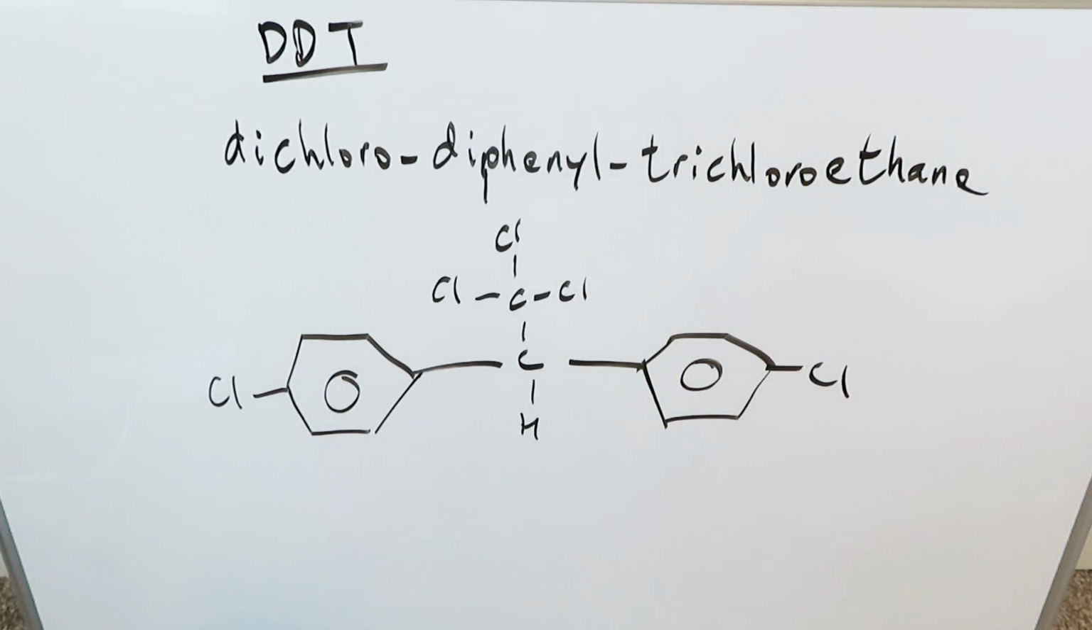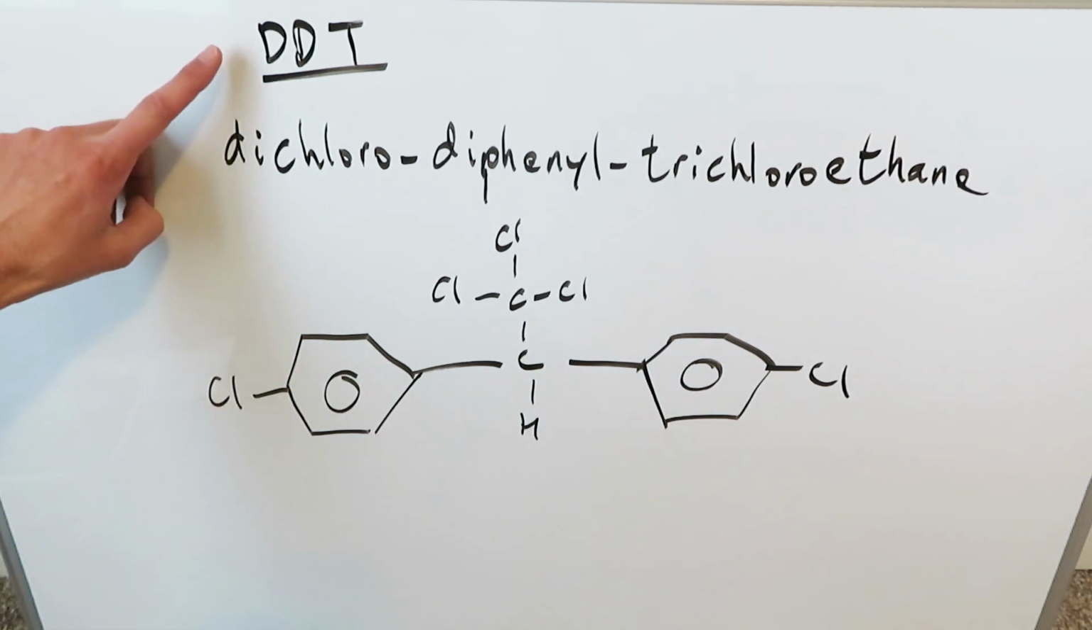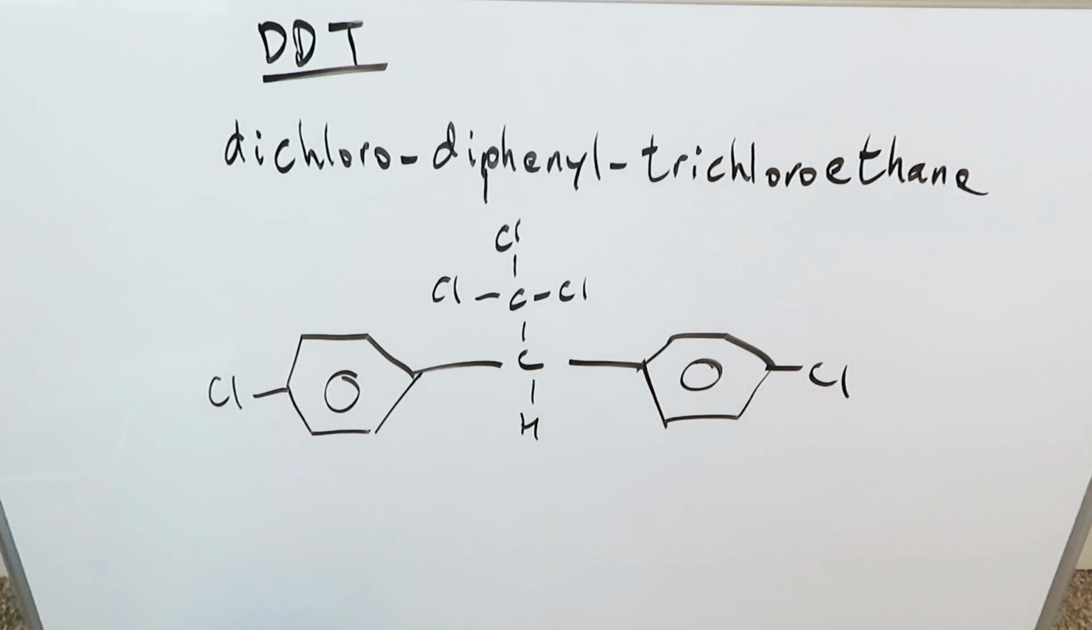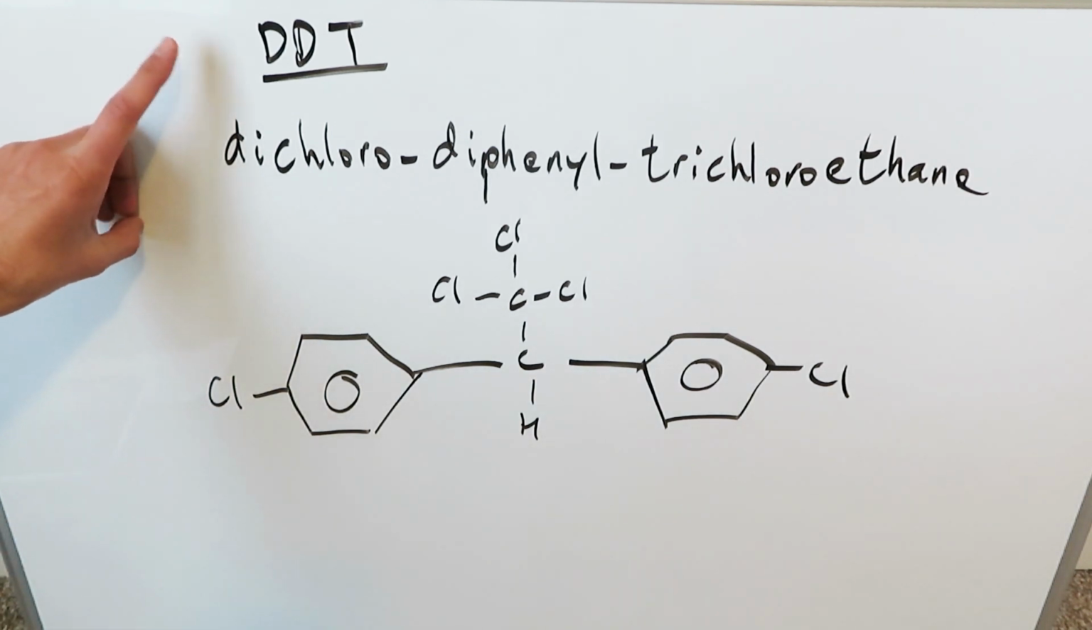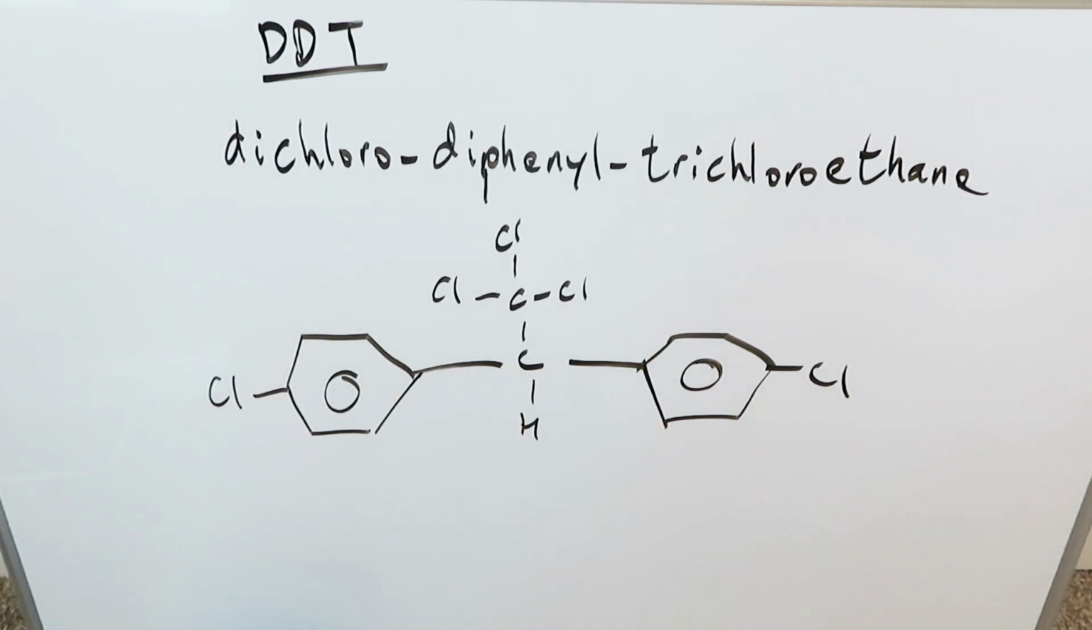Here in this organic chemistry video, we're looking at this DDT. You've heard of it. It's an insecticide, a pesticide, which was, I believe, invented in the 1890s. And then it was utilized in the 1940s up to the 1970s. Then it was phased out because of its environmental impact.